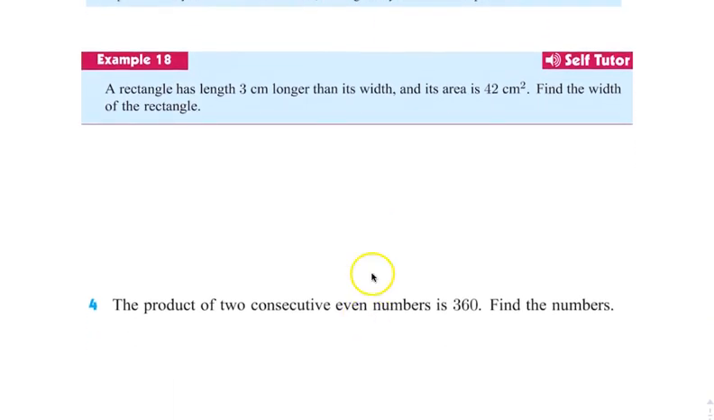A rectangle has a length 3 centimeters longer than its width, and its area is 42. Find the width of the rectangle. So I read the question, and I'm going to draw a picture. I always like to draw pictures. Here's my rectangle. The length is 3 centimeters longer than its width.